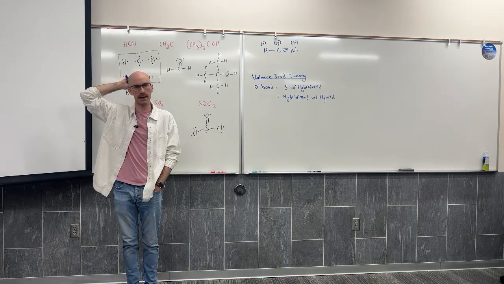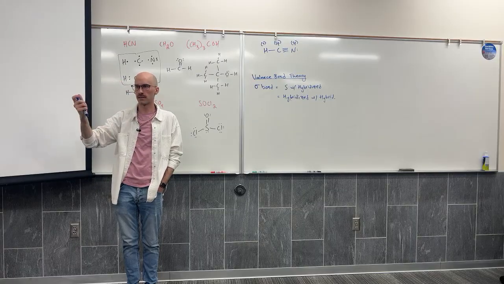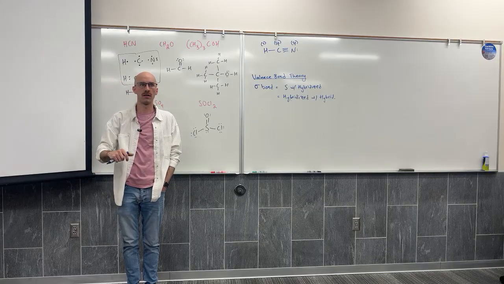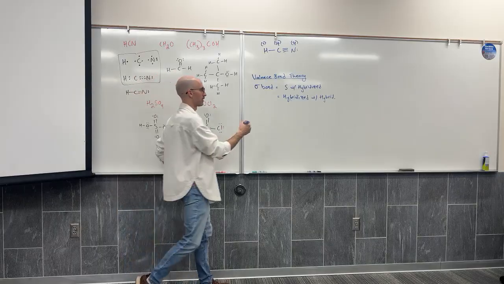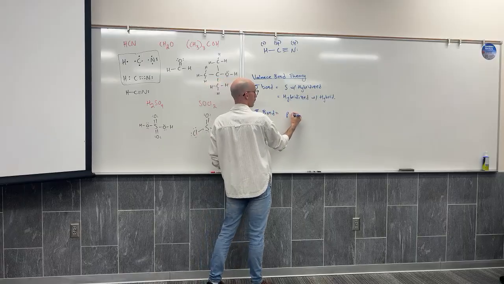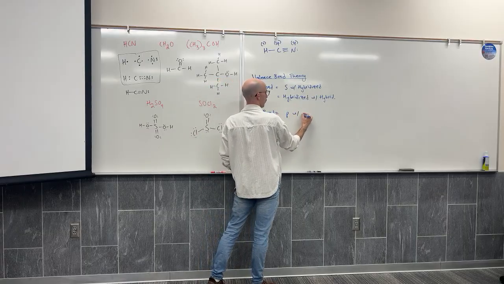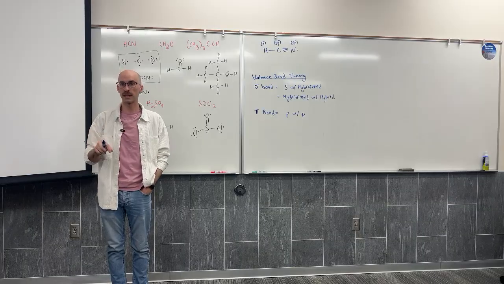S can never make a pi bond. So anytime an S orbital is overlapping, it's a sigma bond. But anytime hybridized orbitals overlap, we also call that a sigma bond. A pi bond results when a p orbital overlaps with a p orbital, unhybridized p orbitals.